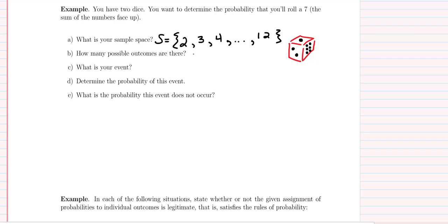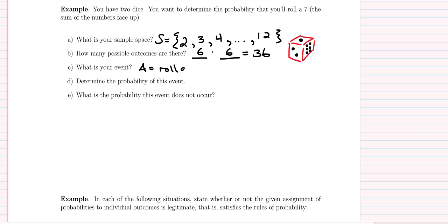So how many possible outcomes are there? Well, we have 6 possibilities for the first die, and then 6 possibilities for the next die, so that tells us we have 36 possible combinations. What is your event? Well, we know an event is a particular outcome, and based off of the description of this problem, we know that this event is getting a 7.